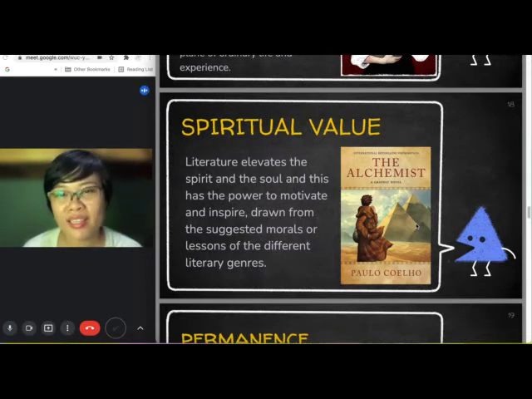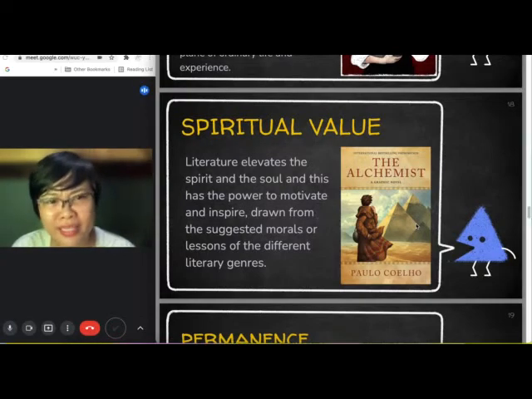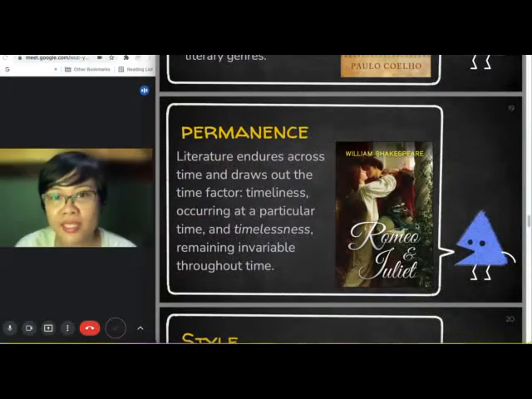All right. And it really elevates your soul. It inspires you to go pursue your own dreams. Okay. So I hope you will also read this book, The Alchemist by Paulo Coelho. I've read this, I don't know, twice or thrice. Okay. So the next one is permanence. Literature endures across time.